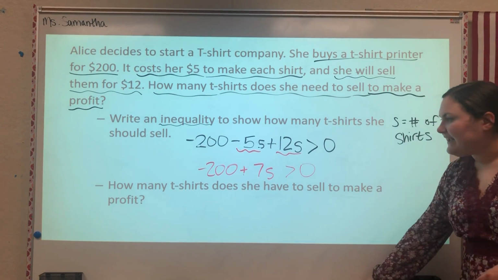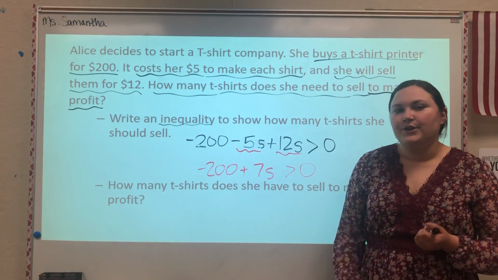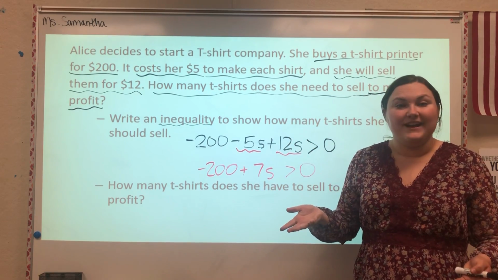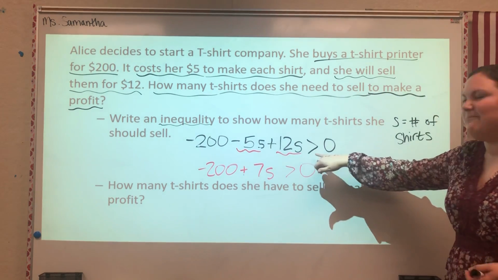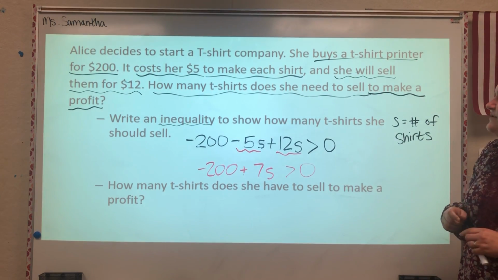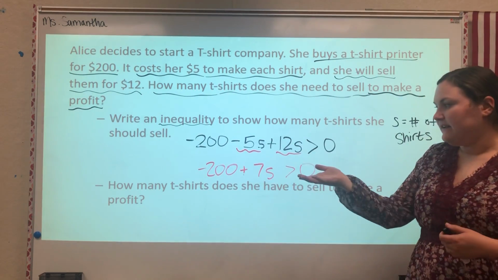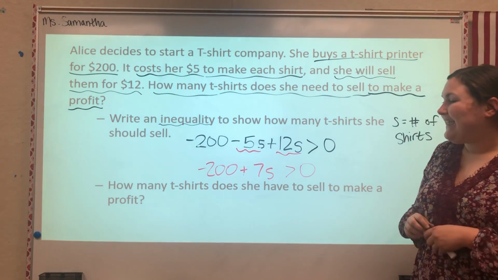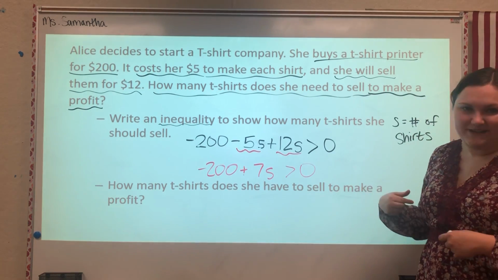Now the other thing I hear students say is, well, making a profit means you're making more money than you're spending. And I agree with that, right? If you make more money than what you've spent, that's another way to think of a profit, instead of saying walking away with more than $0. So sometimes students say, well, that 200 there, that's money she's spending. The $7 on each shirt is where she's making money. Why can't we just say we want the money she's making to be more than the money she's spending?